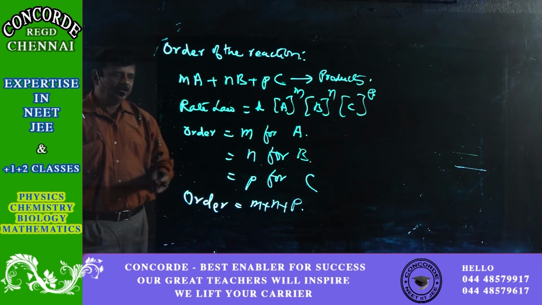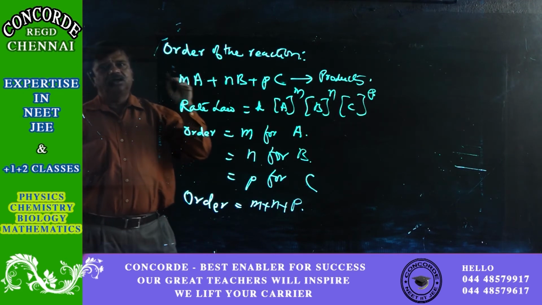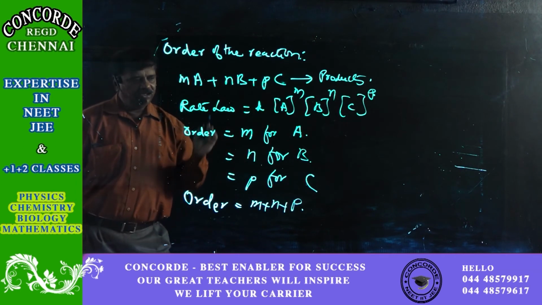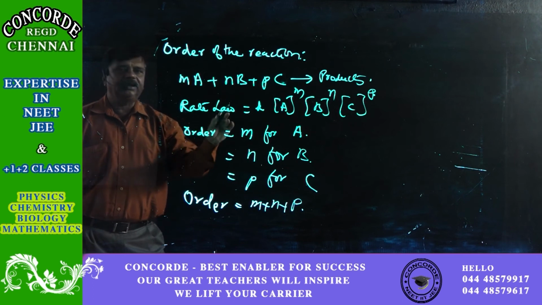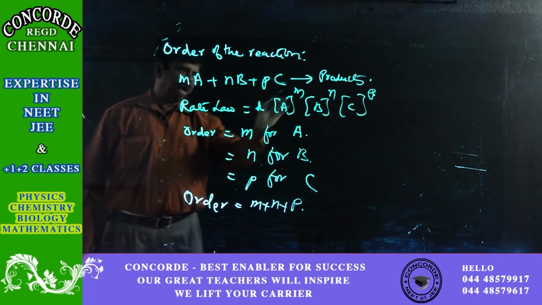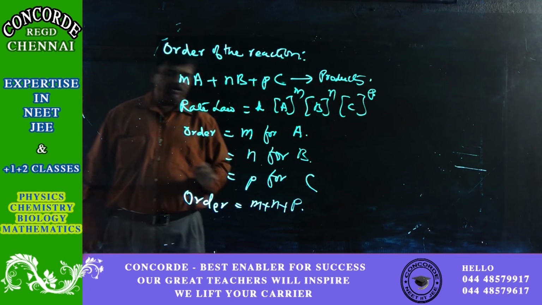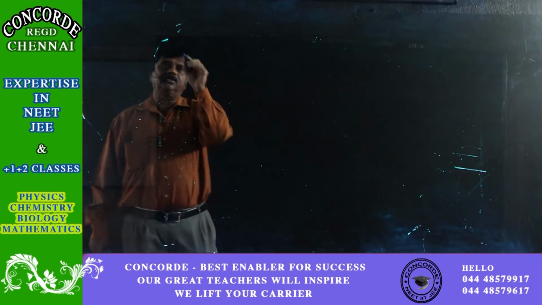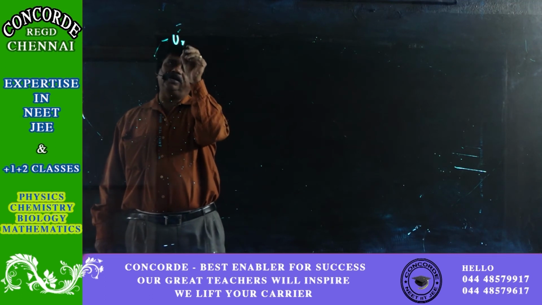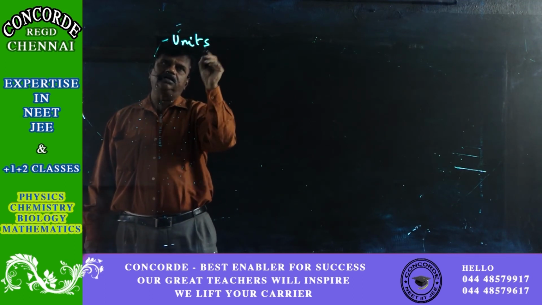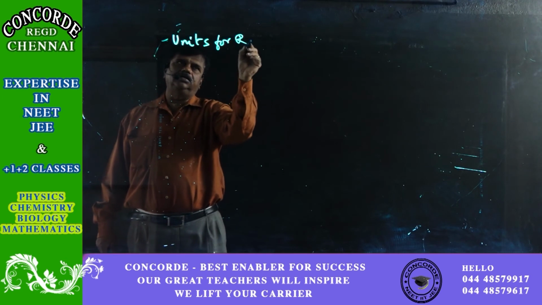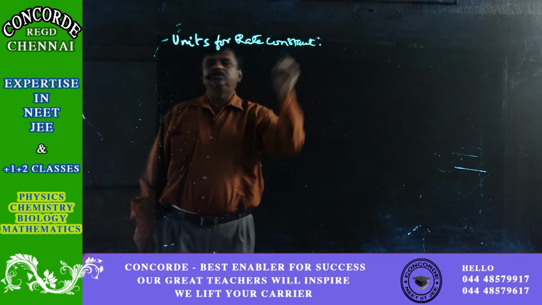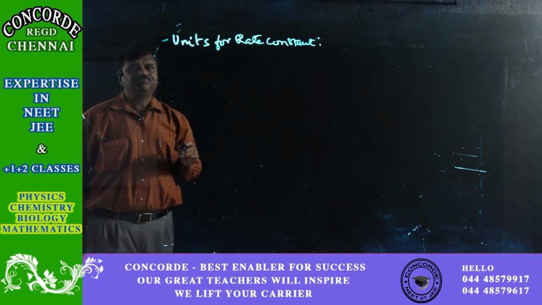As I have told you, the sum of the coefficients of the reactants as expressed in the rate law equation, m plus n plus p, is equal to the order. Having said about the order of the reaction, now we should know what is the unit for the rate constant.